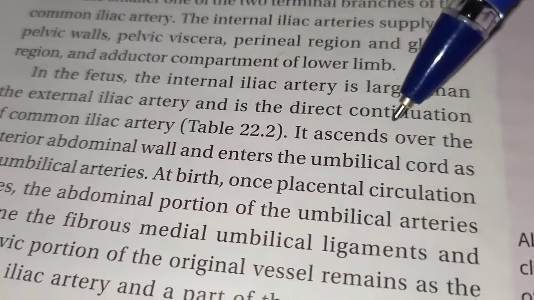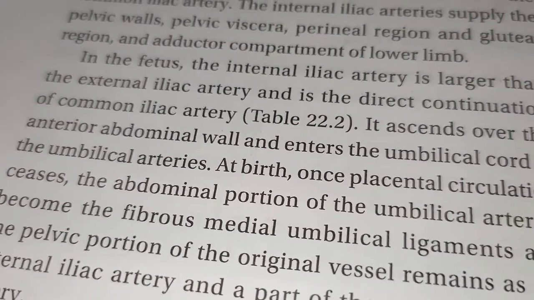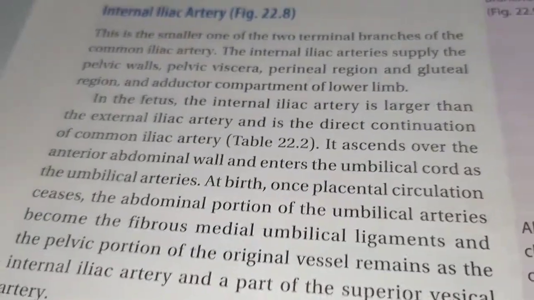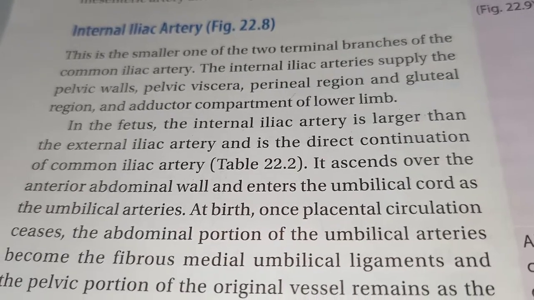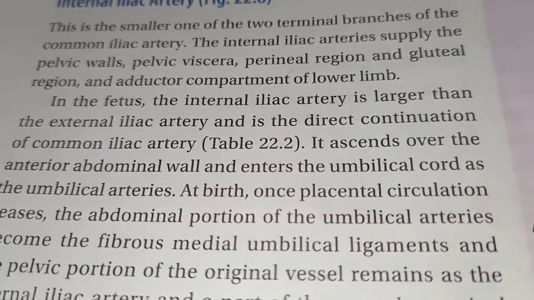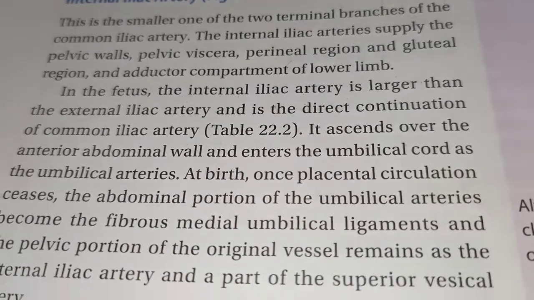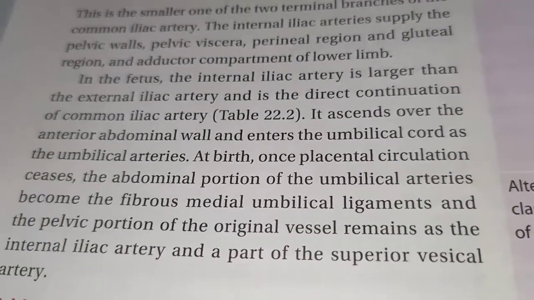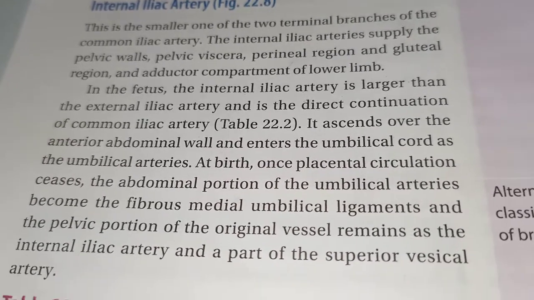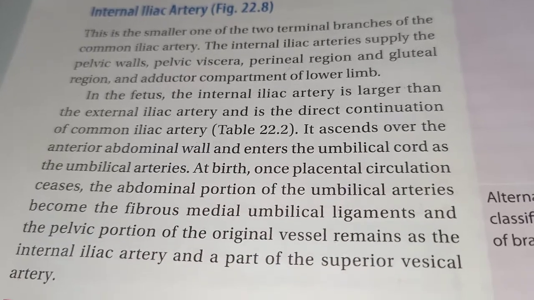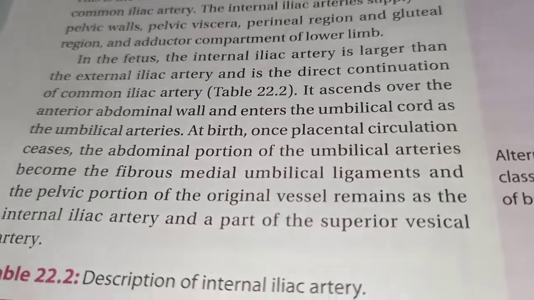Now it ascends over the anterior abdominal wall and enters the umbilical cord as the umbilical arteries. So this internal iliac artery ascends over the anterior abdominal wall, and it will enter the umbilical cord as the umbilical arteries. At birth, once placental circulation ceases, that is, the feto-placental circulation stops, the abdominal portion of the umbilical arteries becomes the fibrous medial umbilical ligament.